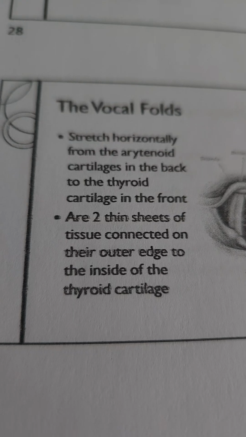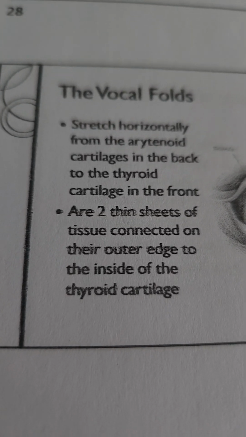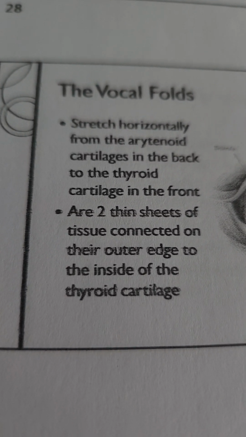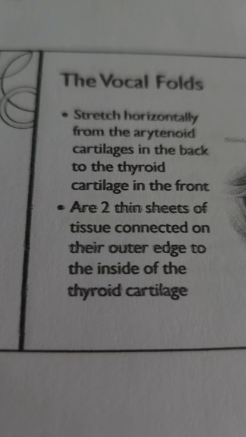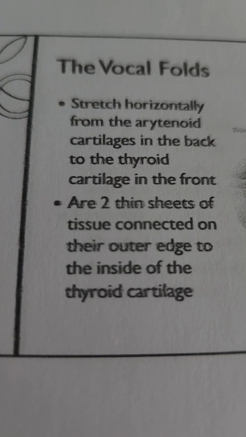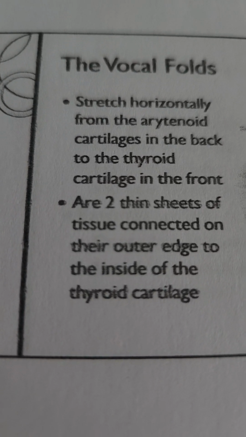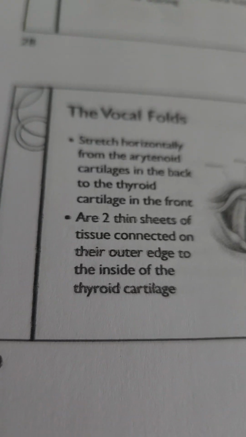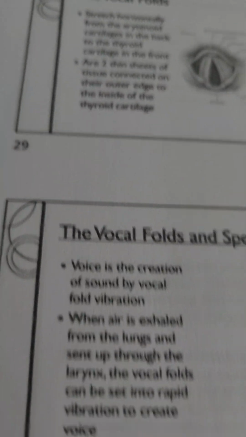The vocal folds stretch horizontally from the arytenoid cartilages in the back to the thyroid cartilage in the front. There are two thin sheets of tissue connected on their outer edge to the inside of the thyroid cartilage.